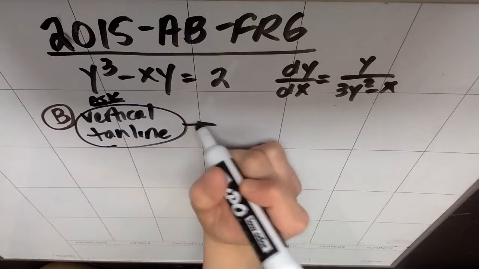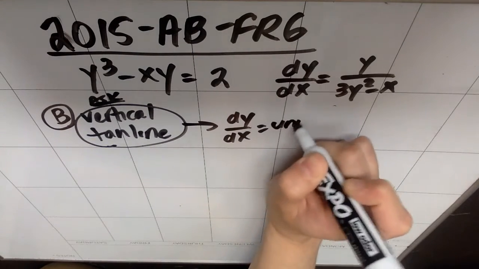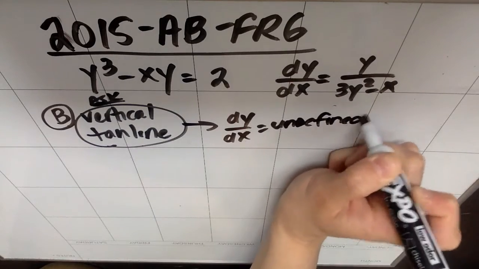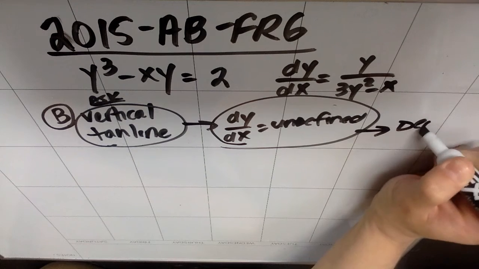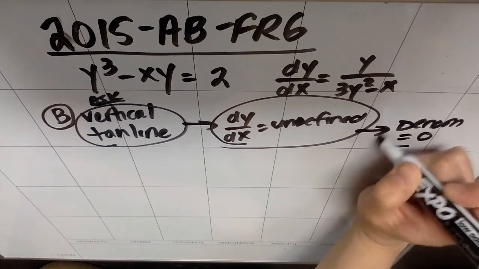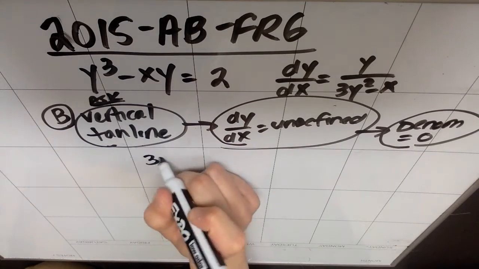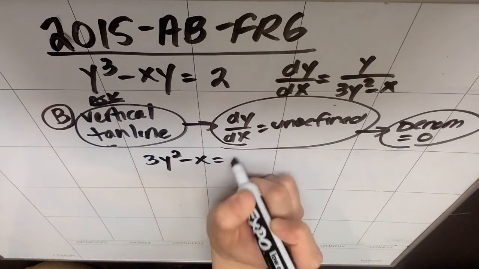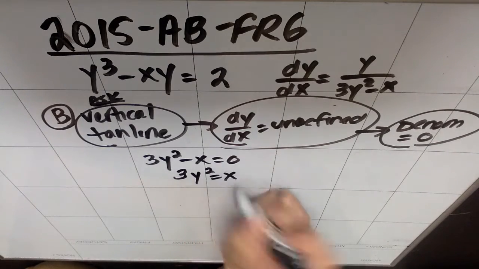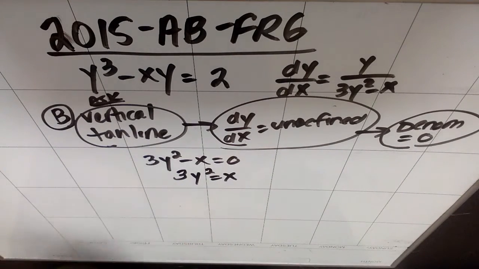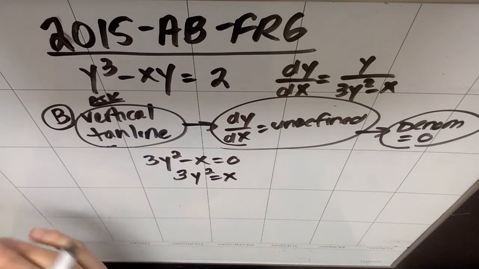A vertical tangent line means that dy/dx is undefined, which, if we take a leap farther from that, is saying that the denominator of dy/dx equals 0. So I need 3y squared minus x to equal 0. So 3y squared has to be x. That's where I'm going to stop right now, because I can't solve this equation by itself, since it's two variables and a single equation.